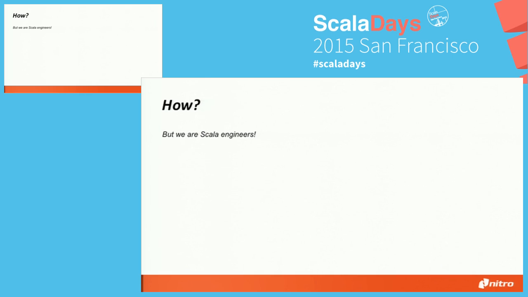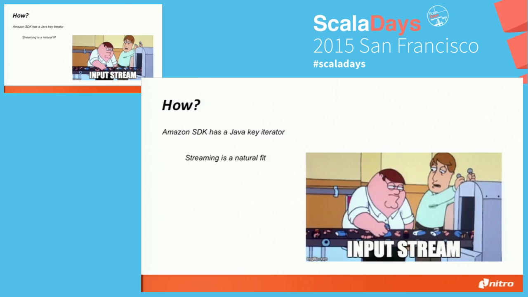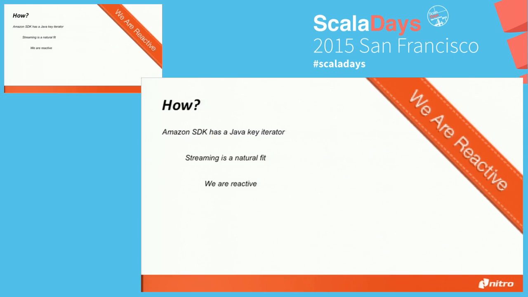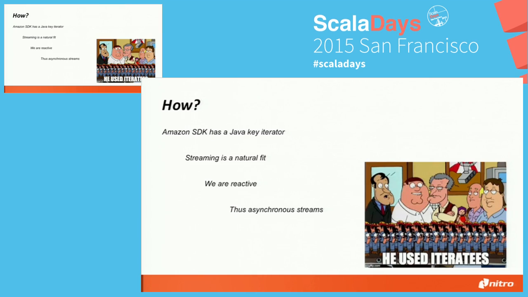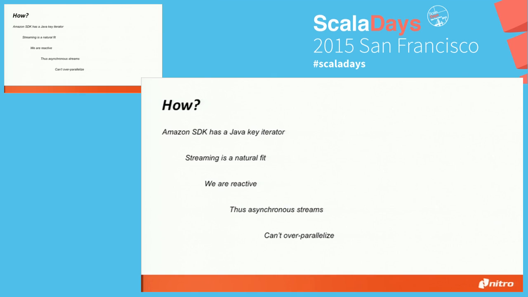And so we're Scala engineers, so we're going to talk about a streaming solution. And since we're reactive, as we said, we're going to talk about asynchronous streams. Just as a side note, I talked about splitting up the work, but you can't really over-parallelize your iteration because Amazon will throttle, so you have to be careful about doing it fast, but not too fast.